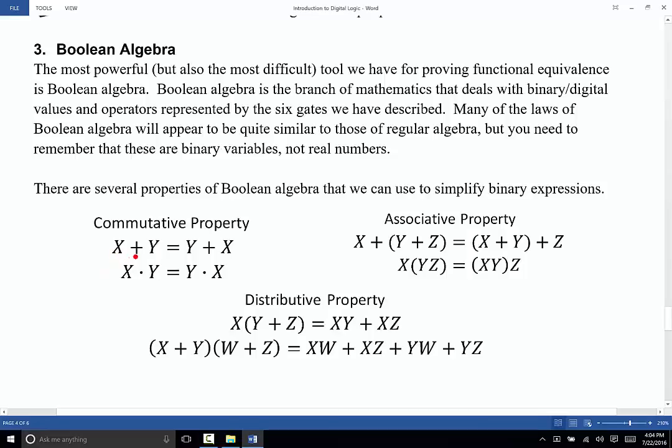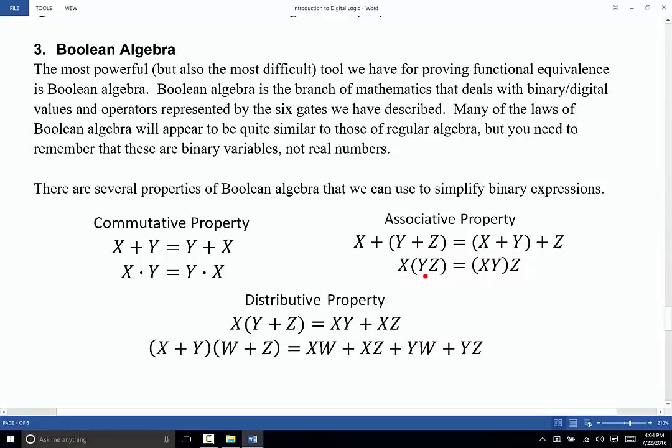So you can see the commutative property. Commutative just refers to the fact that you can flip the two inputs on either an OR operation or an AND operation. Remember, we don't think of this as plus or multiplication, addition and multiplication. We could think of this as OR and AND. The associative property says that you can adjust the grouping symbols. So I can have X or the quantity Y or Z, and that's exactly the same thing as the quantity X or Y, or Z. And I can do the same thing with the AND operation as well.